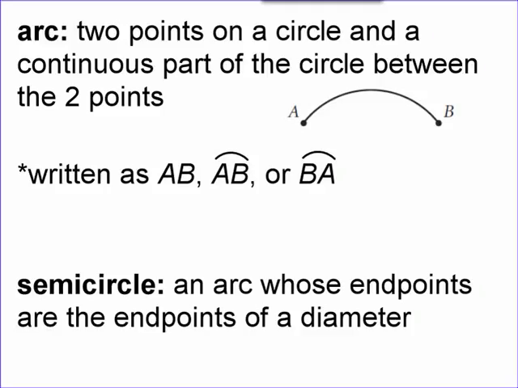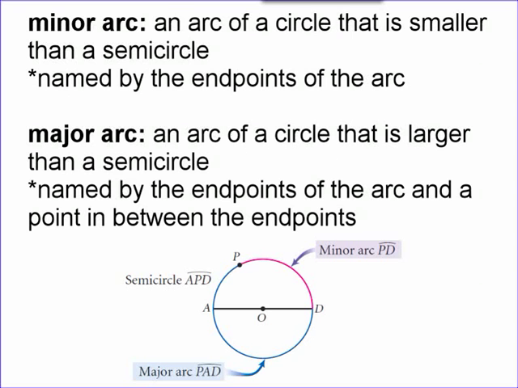Now we're going to look specifically at two types of arcs. One is called a minor arc, one is called a major arc. First, a minor arc is an arc of a circle that is smaller than a semicircle, named by the endpoints of the arc. Then we have a major arc, an arc of a circle that is larger than a semicircle, named by the endpoints of the arc and a point in between the endpoints. I'll let you get that down, and then we will discuss those.